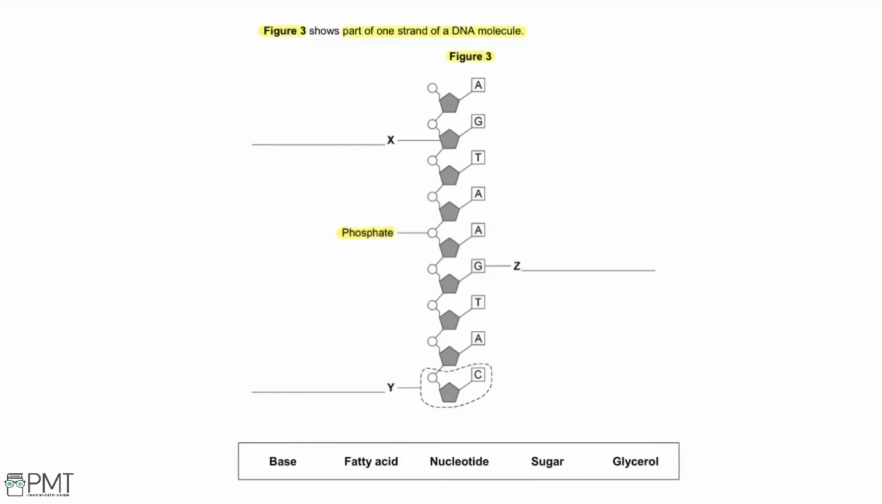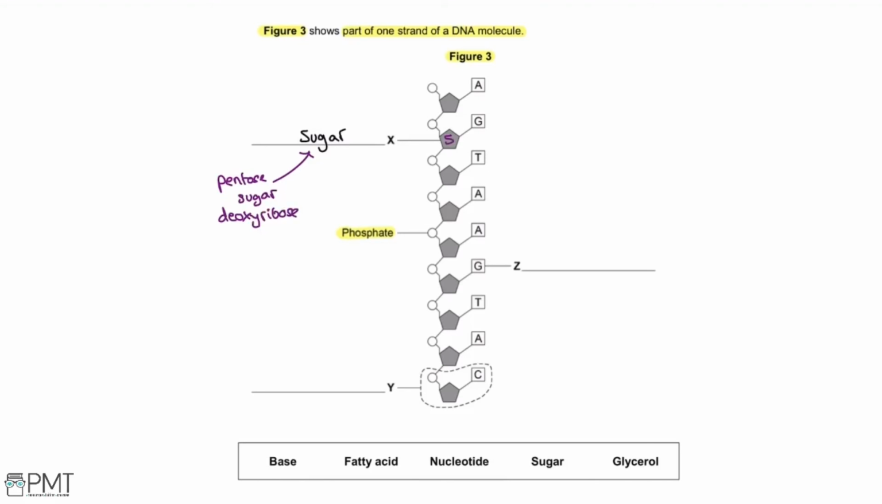If we have a look at figure 3, the top label is label X, and this is pointing to the sugar. And a way that you can identify this is by noticing that the shape is a pentagon, and that tells us that it's a pentose sugar, meaning it has 5 carbons. And in this instance, the pentose sugar is deoxyribose.